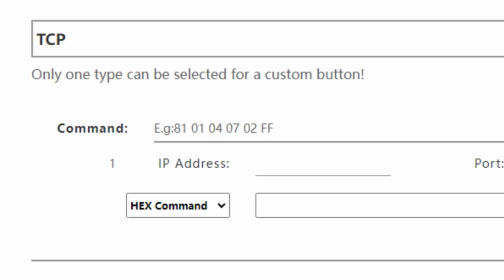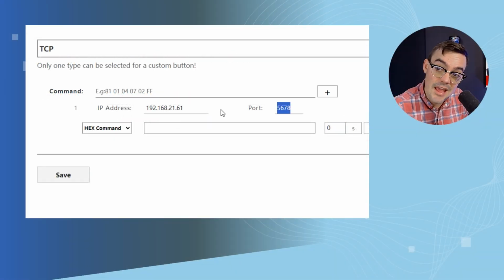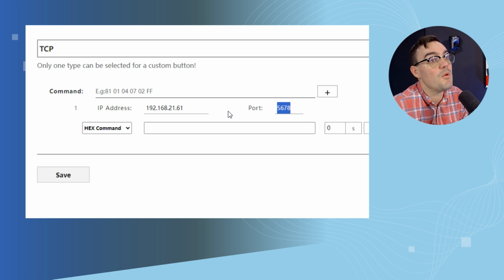And generally what happens with TCP is you have an IP address and you have a port. So the IP address of the camera for this scenario was 61. And then the port for PTZOptics is generally 5678. That's the port in which traffic flows through for control.